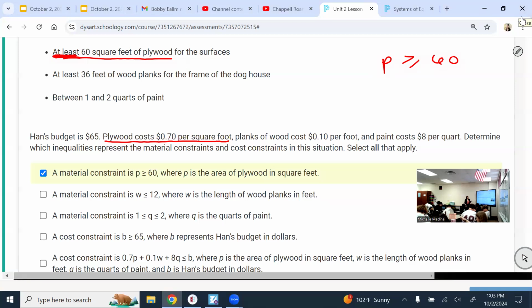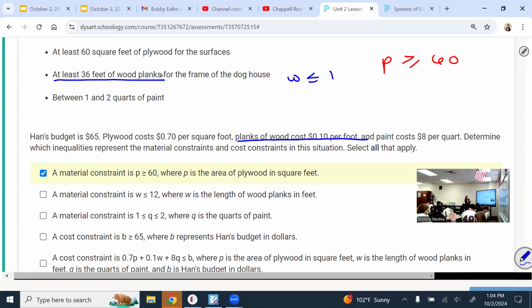Next one. A material constraint is W less than or equal to 12, where W is the length of the wood plank. So we'll look everywhere it talks about the wood planks. Nowhere else does it talk about it. So a material constraint, here's where we talk about how much we need. Here's where we talk about how much it costs. So a material constraint would be this. If he wants at least 36 feet of wood planks, does this represent that?